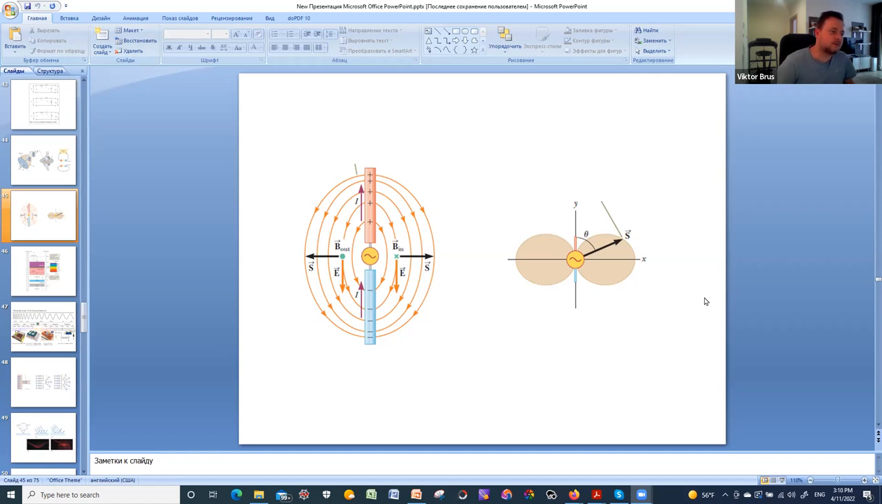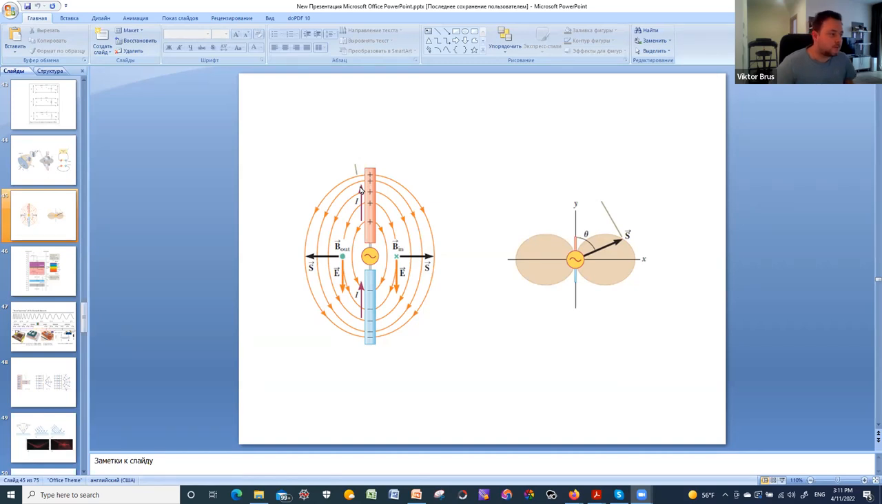And also, here you can see the direction of electromagnetic waves generated by the dipole antenna. These ellipses show the directions of electromagnetic wave propagation. So we have more spread of electromagnetic waves along axis X, while along axis Y, which coincides with the orientation of these conductive wires, these electromagnetic waves are not spread.